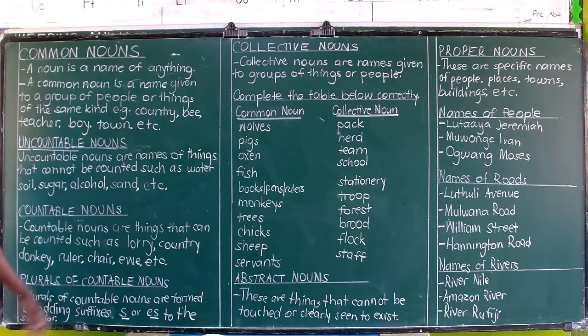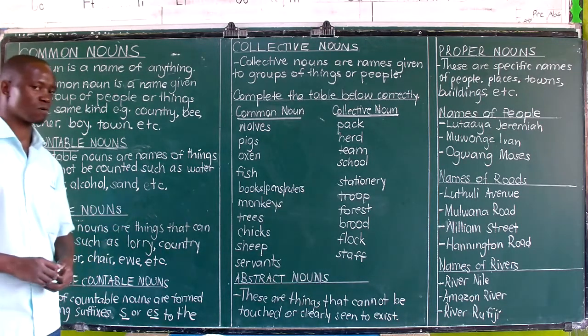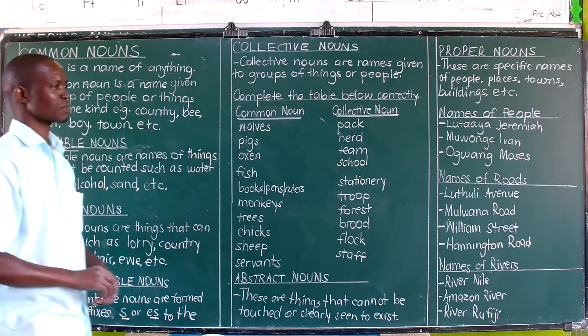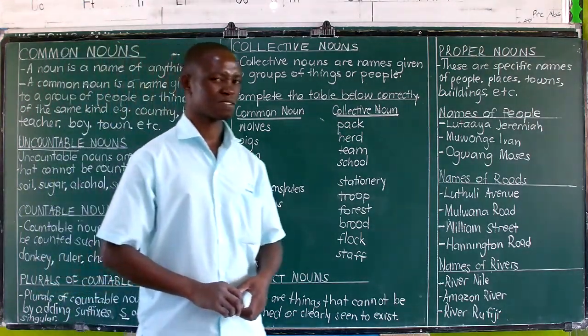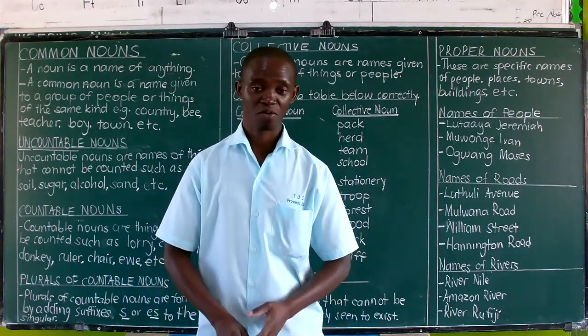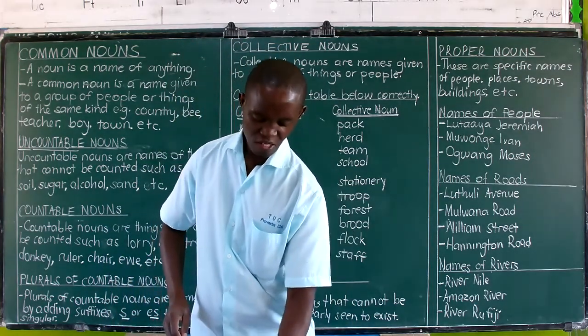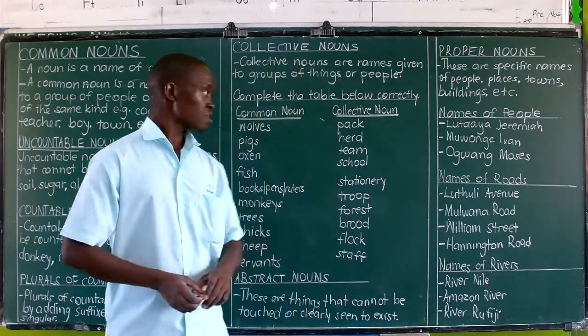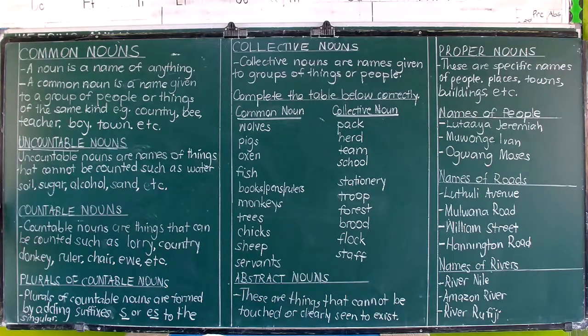Donkey, ruler, chair, ewe. This is a ewe. A ewe is a female sheep, and many others. All those are countable nouns. Because they are countable nouns, they can exist both in singular and in plural. So because they can exist in singular and plural, let's take a look at the plurals of those countable nouns.